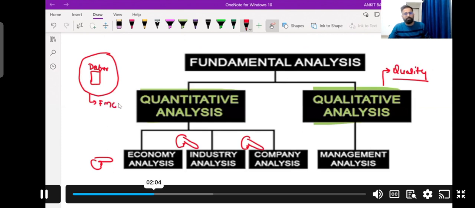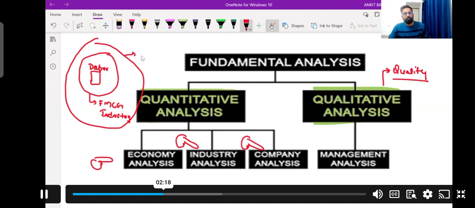It's a big circle. So this is going to be the FMCG industry. And this industry comes under the economy. I should draw a better diagram, but anyway, this industry comes under the economy.